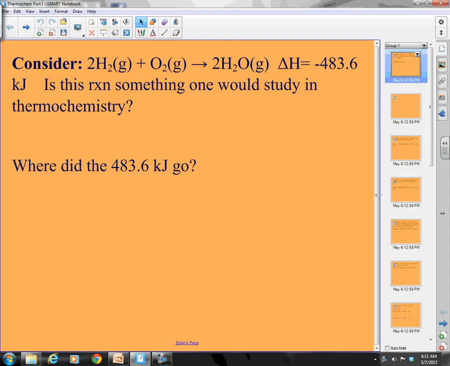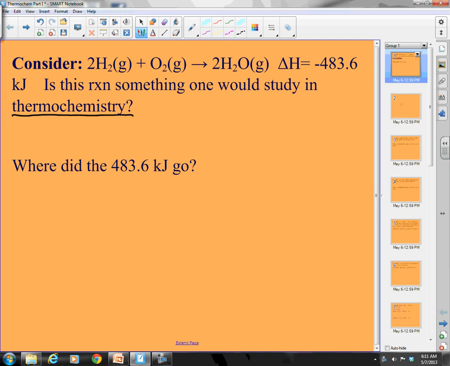Well, hello everybody, and welcome to Chem, and we are starting a new unit, and this unit is about thermochemistry. We've learned a little bit about thermochemistry, as you will see in a sec, but let us start off with this question. Consider the reaction of hydrogen and oxygen, in which I have a negative 483.6 kilojoules. That's a negative value, so we know it's exothermic and that energy is released. And the question is, is this a reaction one would study in thermochemistry?